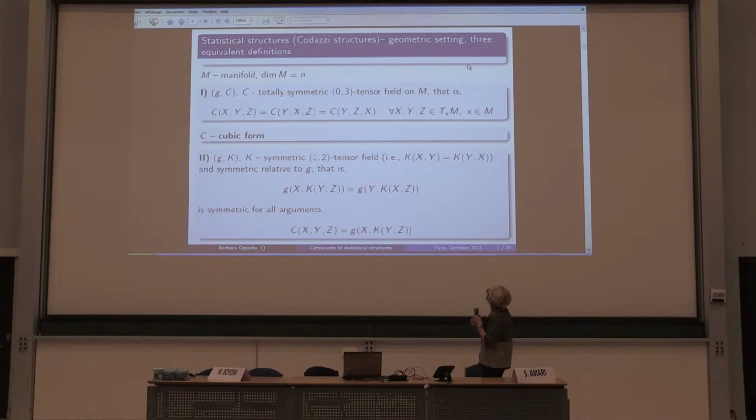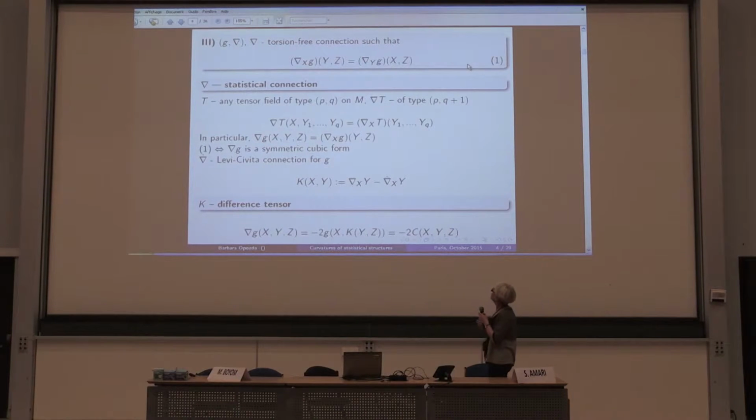In differential geometry, statistical structures are also called Codazzi structures. So we have a manifold, we have a metric tensor field, I'll assume it's positive definite during my talk, and we have a totally symmetric 1-3 tensor field on M. So we have more or less the same as before. Then, using the musical isomorphism, we can replace the cubic form by a 1-2 tensor field, let's say K, which is symmetric itself, and it's symmetric relative to g. And the relation between C and K is as in the last line of the slide.